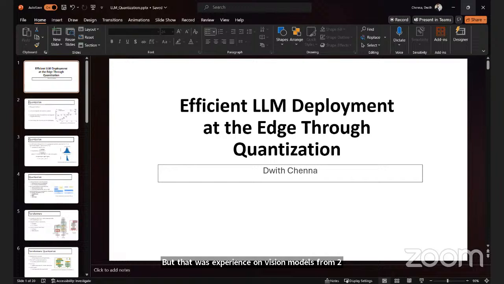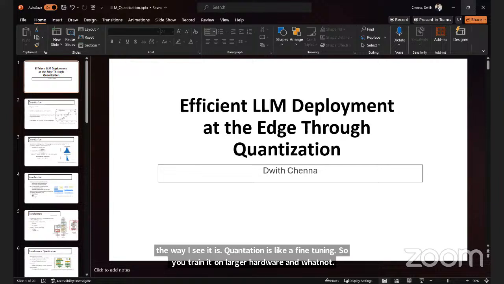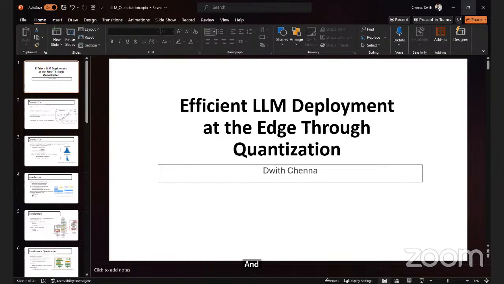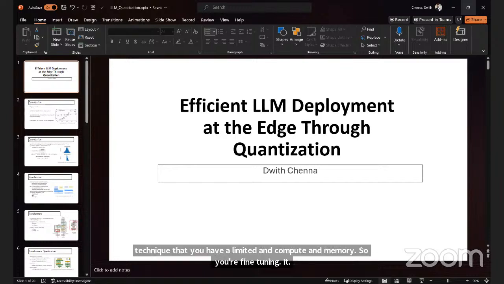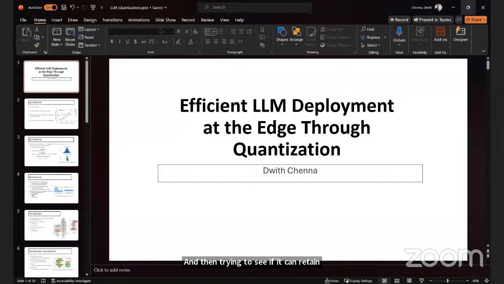The way I see it, quantization is like fine-tuning. You train on larger hardware, and quantization is more like a fine-tuning technique where you have a limited budget of compute and memory, so you fine-tune and try to see if it can retain its learnings. And then a little bit of training to recover. Yes.